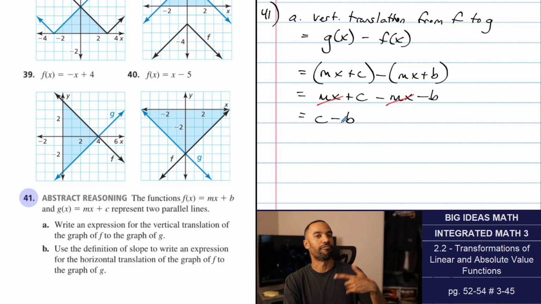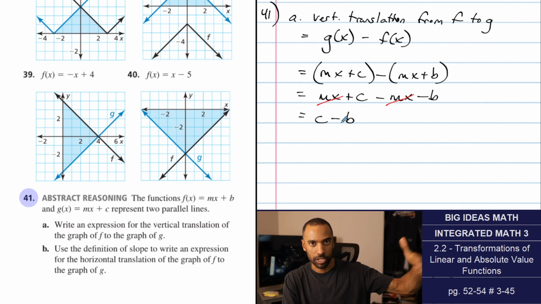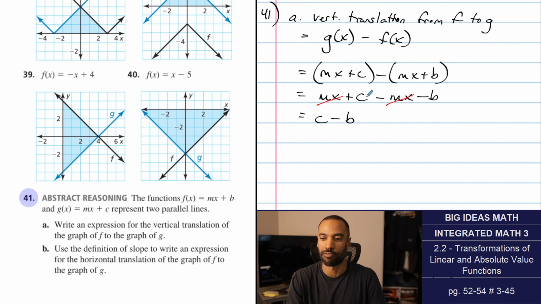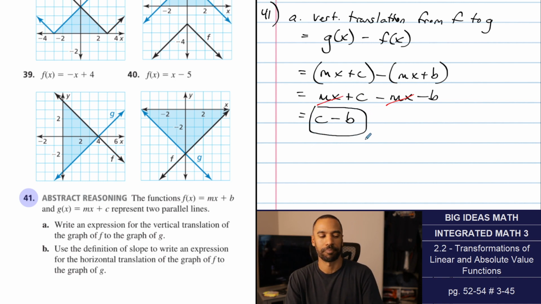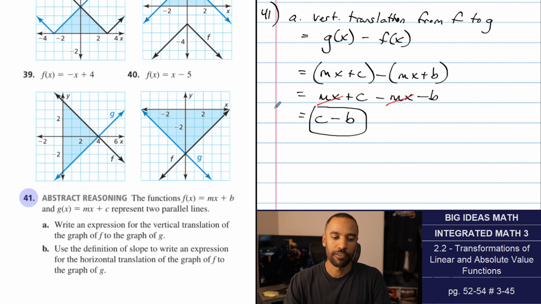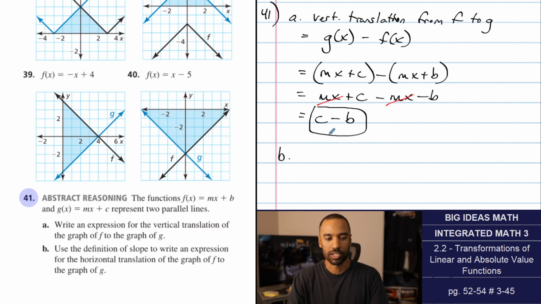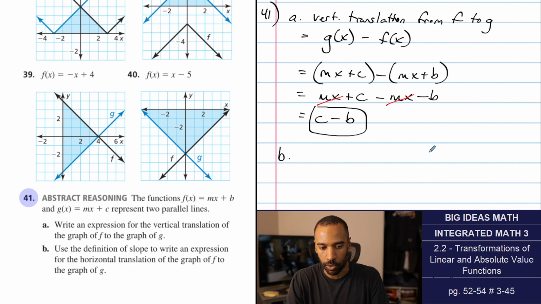If I want to translate from 3 to 5, I go 2 units up. Why? Because 5 minus 3 is 2. So translate 5 minus 3 units upward. So c minus b is just a good version of that for part A. Part B: use the definition of slope to write an expression for the horizontal translation of the graph of f to the graph of g.